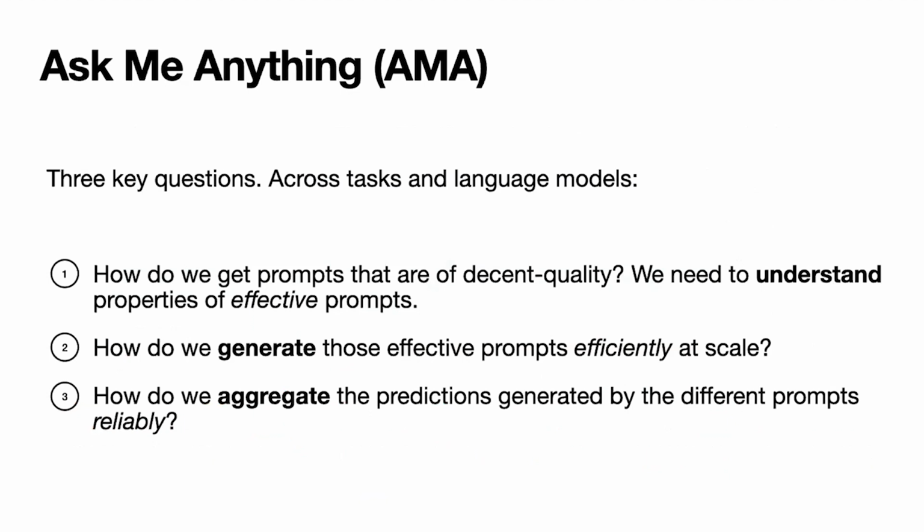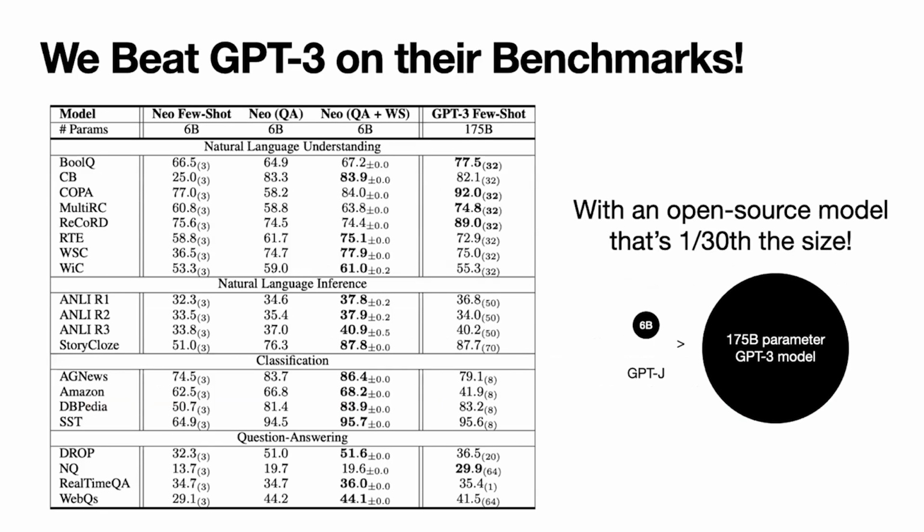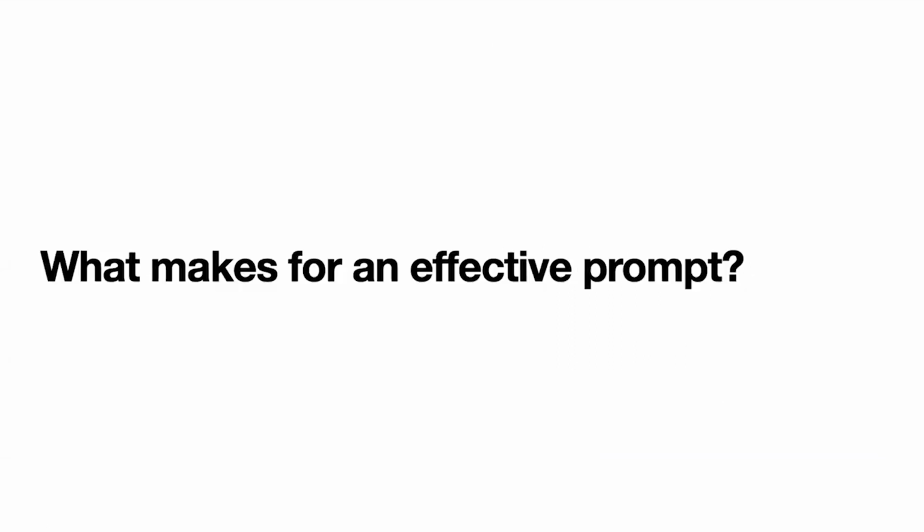The three key questions we report on in this work are, across tasks and language models: how do we get prompts that are of decent quality? We need to understand properties of effective prompts. How do we generate those effective prompts efficiently at scale? And how do we aggregate the predictions generated by the different prompts reliably? So again, combining all of these steps, AMA leads to drastic improvements with small open source models. So how do we get here?